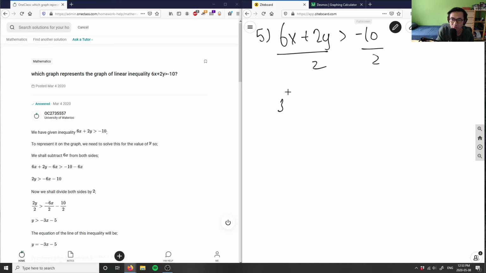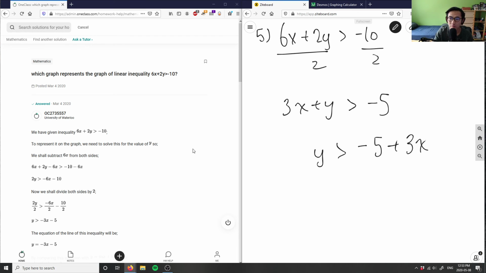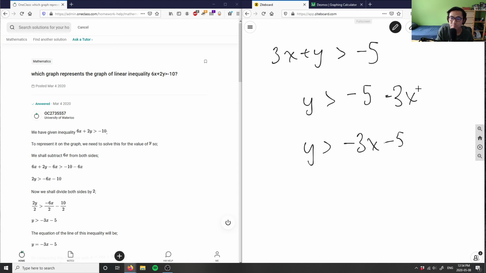Here to get 3x plus y is greater than negative 5, and they just simply threw negative 5 plus 3x here. So this here would be minus 3x. This here would be our slope intercept form, or you can say y here is negative 3x minus 5, and we can graph this very, very easily.